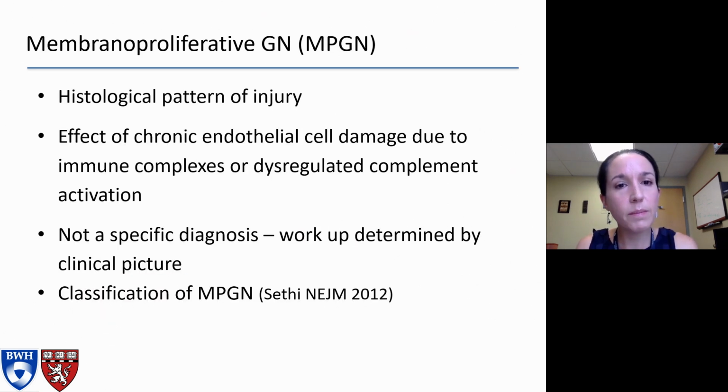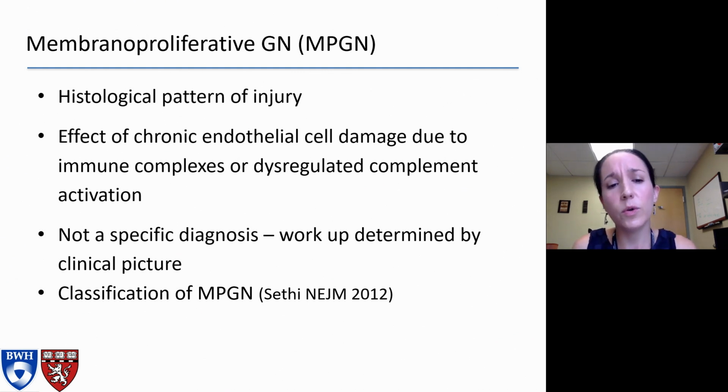To touch briefly on membranoproliferative GN, all I would say to you is that this is a condition that occurs due to chronic damage on the endothelial side of the glomerular basement membrane. This can arise either due to immune complexes or due to dysregulation of complement. This isn't a diagnosis. This just tells you a pattern of injury.